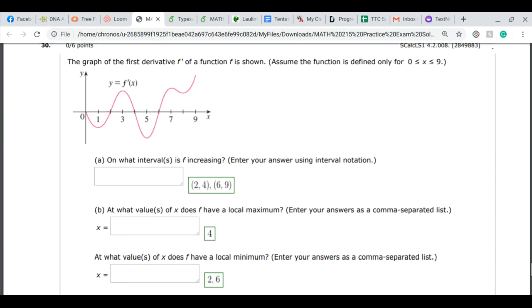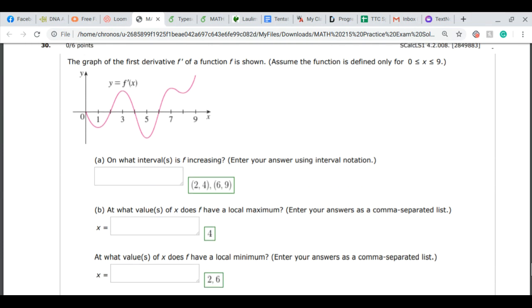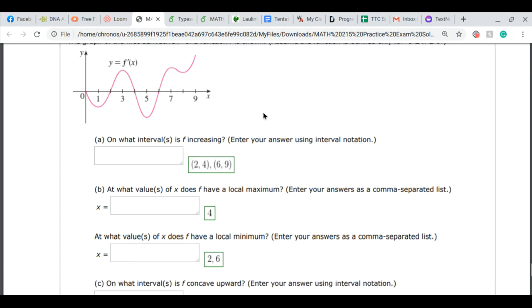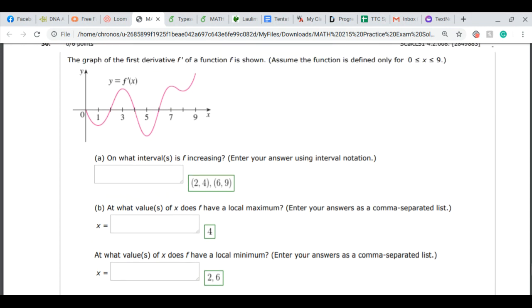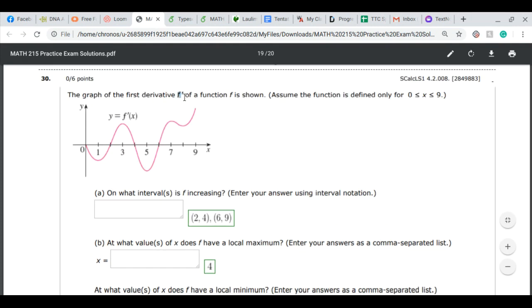The graph of the first derivative f prime of a function f is shown. Assume the function is defined only for 0 less than or equal to x less than or equal to 9. Now remember here, what are we given? We're given the graph of f prime, not f.